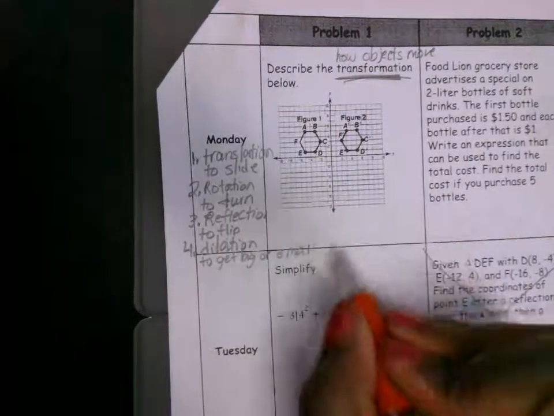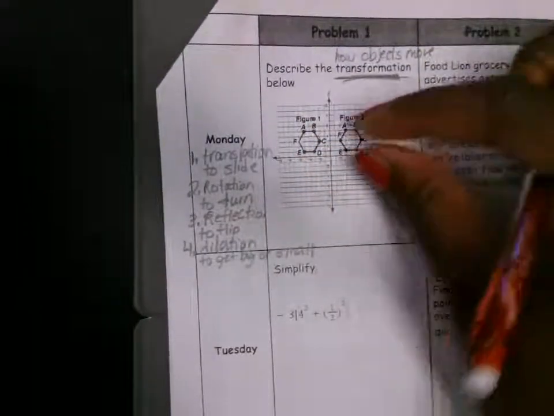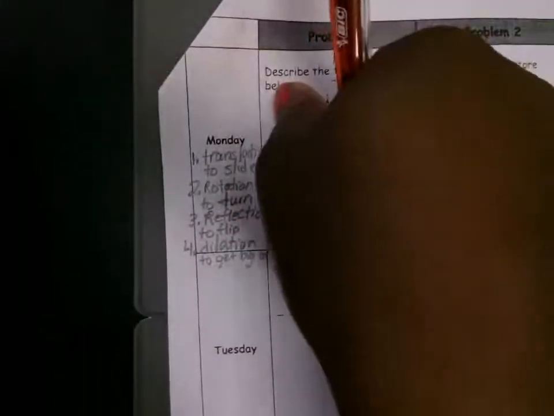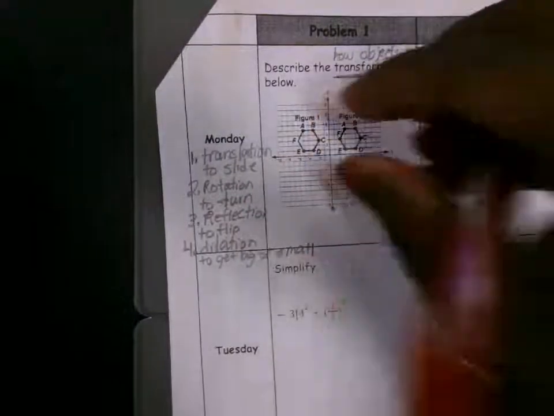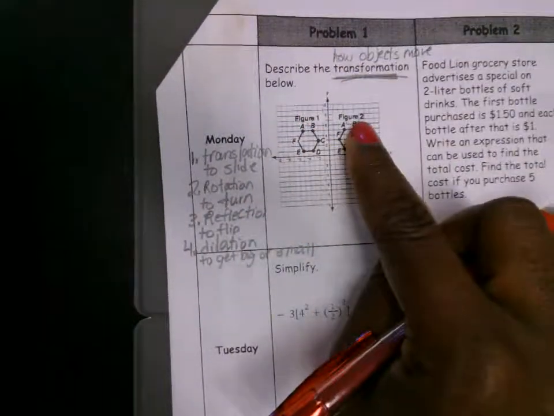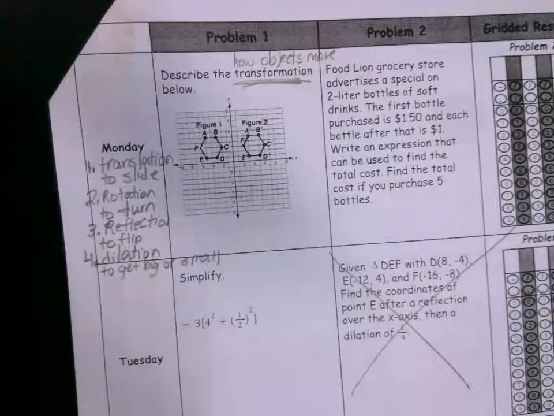So you write down which one you think it is. Do you think this object just slid over? Do you think this object turned or rotated? Do you think the object flipped over? Or do you think the object got bigger or smaller from figure 1 to figure 2? Okay. I'm going to pause for the calls and give you a chance to answer that one. Okay, let's look at it.